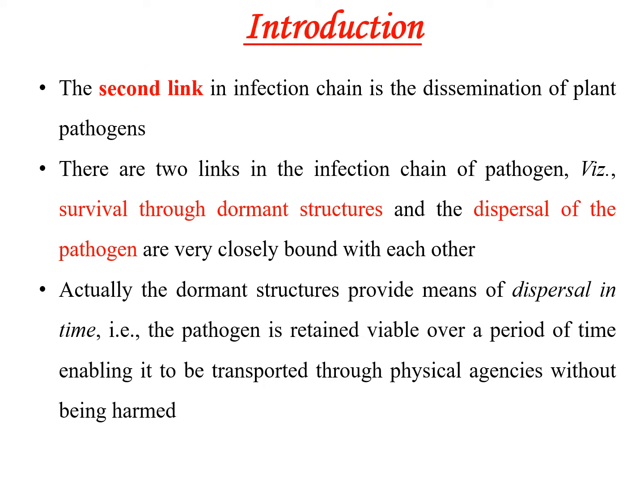infection chain of a plant pathogen. First one is survival and second one is dispersal. Survival of plant pathogens was discussed in the last video, and today we are going to learn about dispersal of plant pathogens, and these two links are very closely bound with each other.